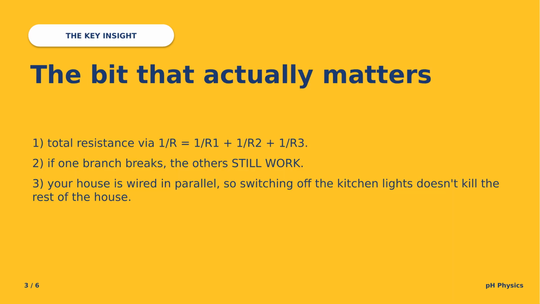3 things. 1, total resistance via 1/R = 1/R1 + 1/R2 + 1/R3. 2, if one branch breaks, the others still work. 3, your house is wired in parallel. Switching off the kitchen lights doesn't kill the rest of the house.